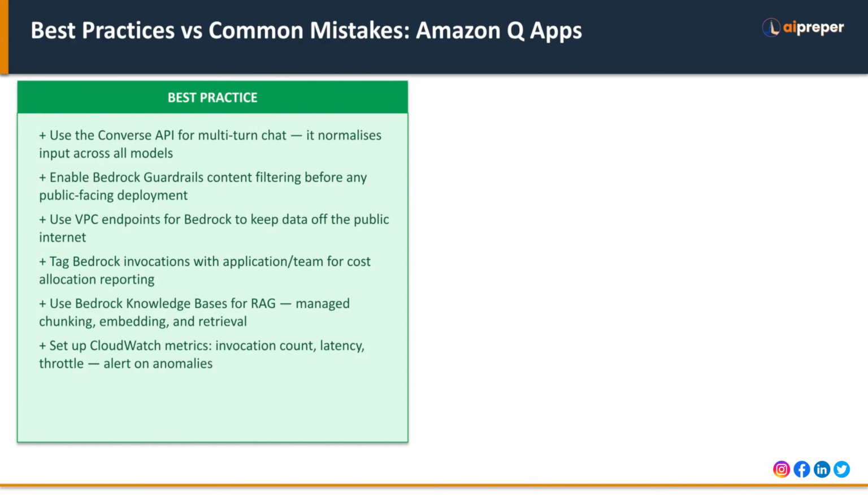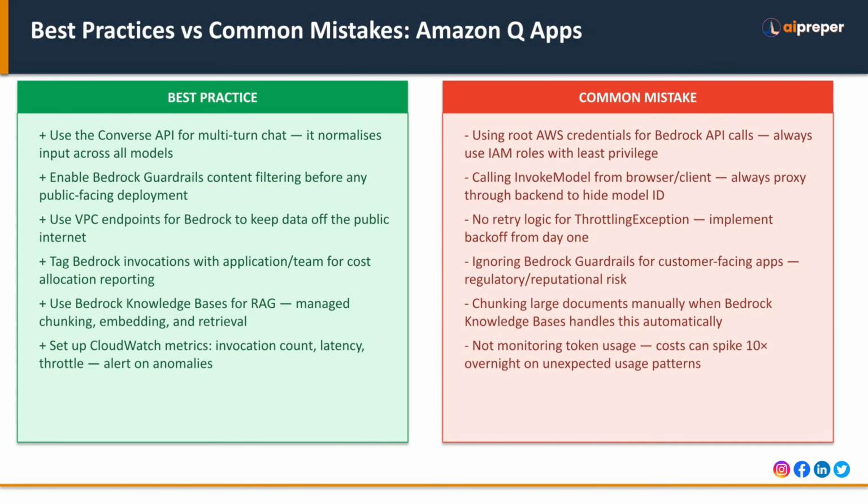Review these best practices for Amazon Q apps, such as using the Converse API and Bedrock knowledge bases. Also, be aware of common mistakes like using root credentials or ignoring Bedrock guardrails.